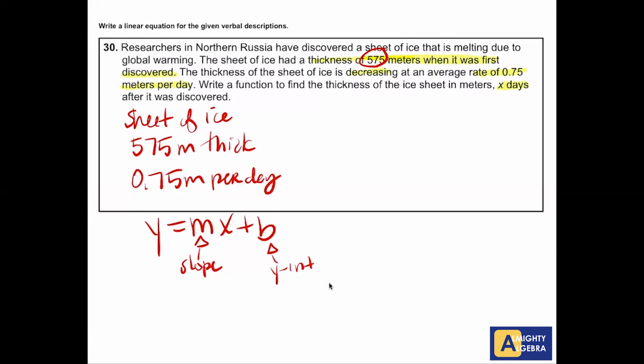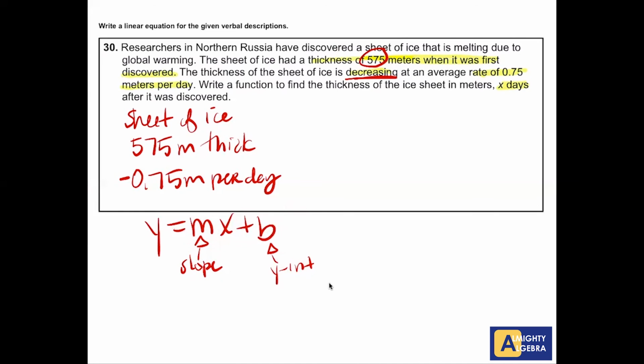Decreasing. This word decreasing is very critical. Does decreasing mean it's getting bigger or smaller? It means smaller. So if something is getting smaller, are we going to use a positive 0.75 or a negative 0.75? Decreasing means you're taking away, so negative 0.75 meters per day. One of these numbers is going to represent slope, and one of these numbers is going to represent y-intercept.